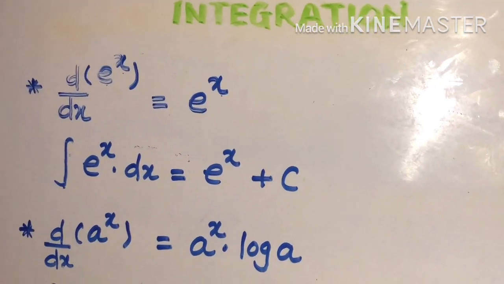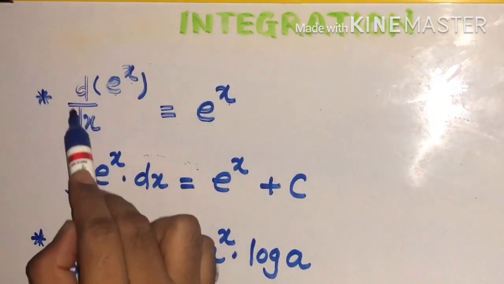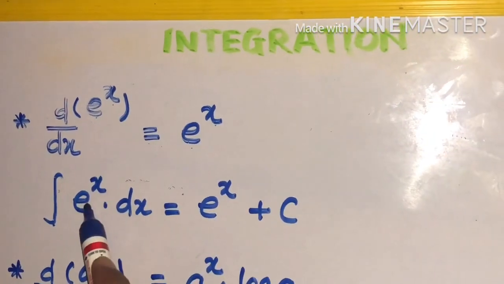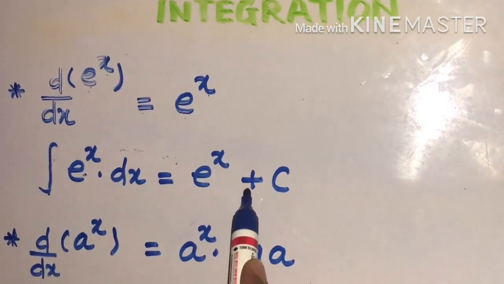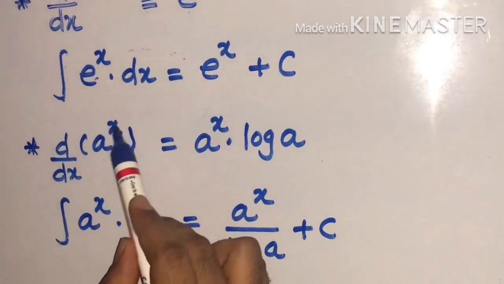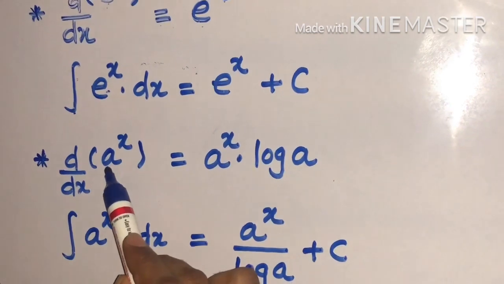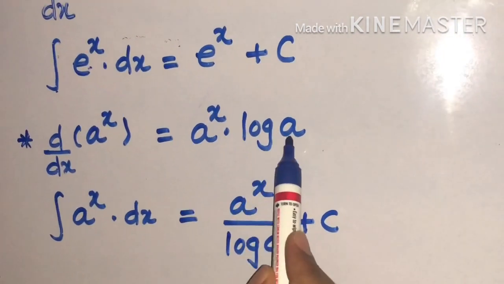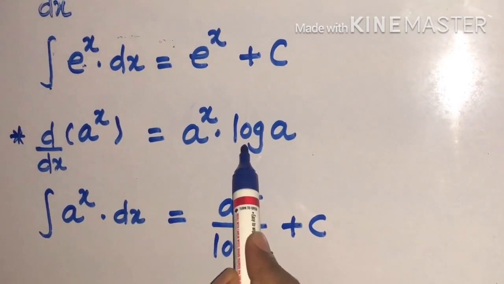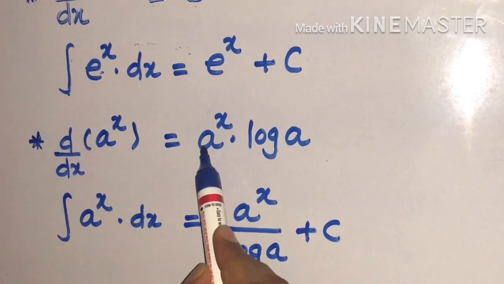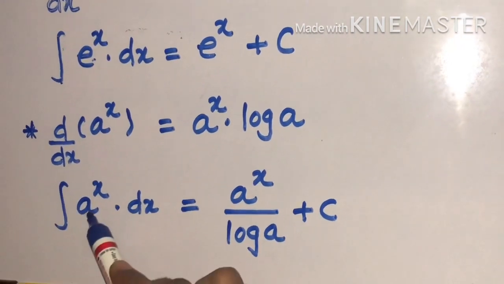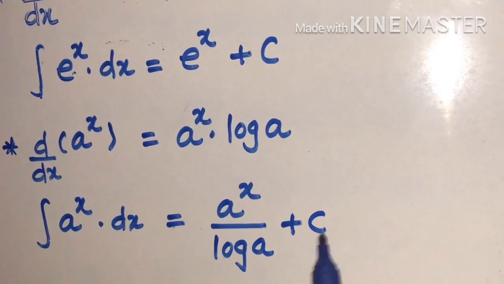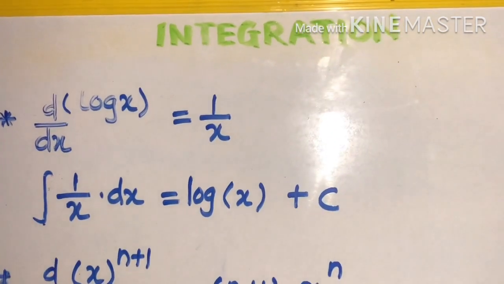Now we'll take exponential functions. First one is e raised to x. Derivative of e raised to x is equal to e raised to x only. So integration of e raised to x will be e raised to x plus c. Next one, a raised to x, where a is any constant more than 1. Derivative of a raised to x is equal to a raised to x into log of a. Log a is a constant, so I am going to take log a to the left hand side. So here you have only a raised to x. So integration of a raised to x with respect to x will be a raised to x upon log of a plus c.